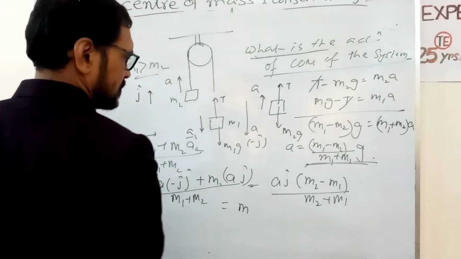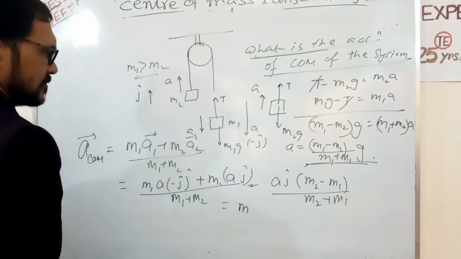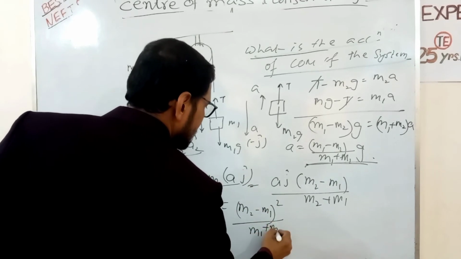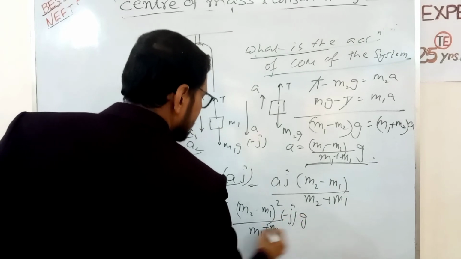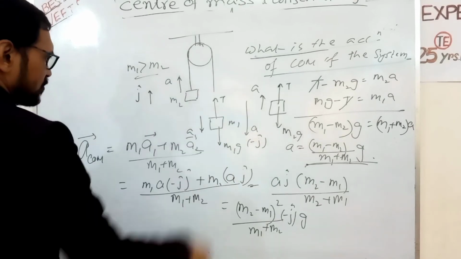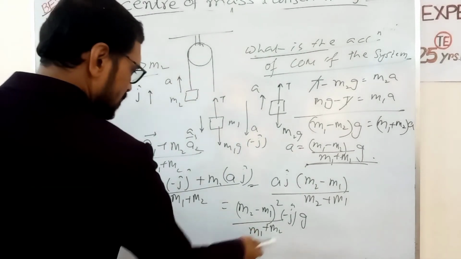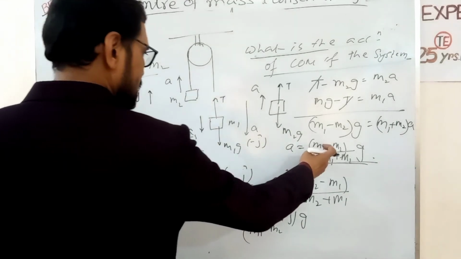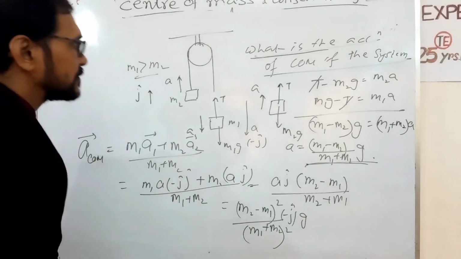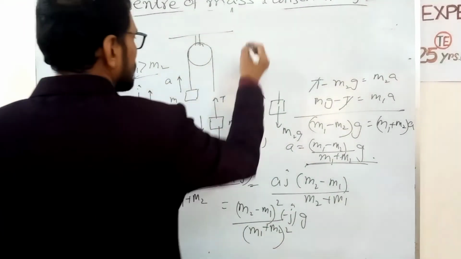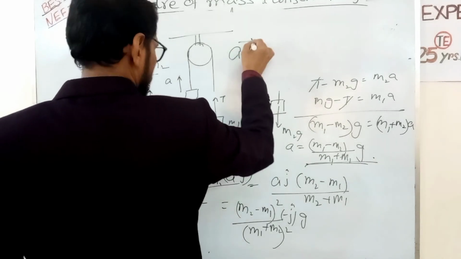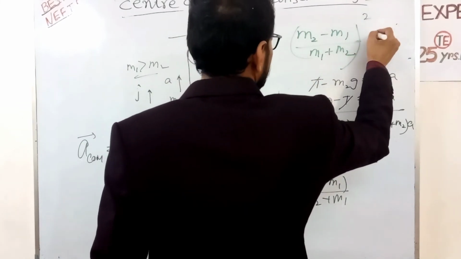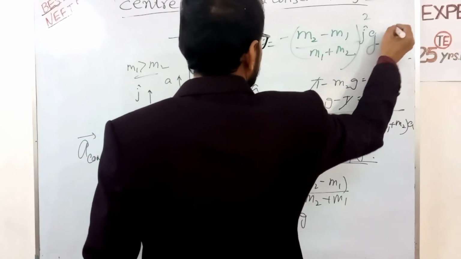So (M2 minus M1) whole square by (M1 plus M2) into j of g minus j. This denotes that the whole center of mass moves in this direction, whose magnitude is this, acceleration equal to this, M1 plus M2 whole square. If you put this into this whole square, the answer becomes: acceleration of center of mass is ((M2 minus M1) by (M1 plus M2)) whole square into j minus j.